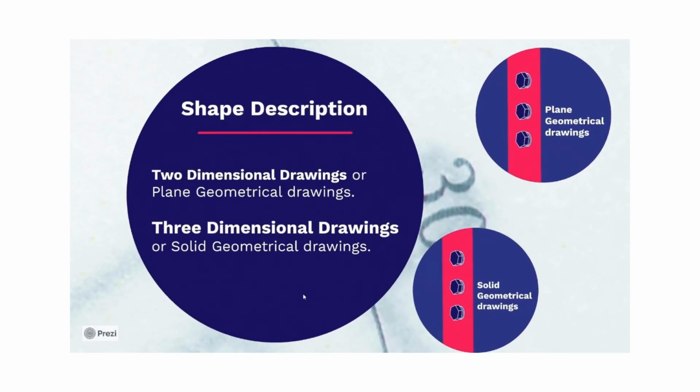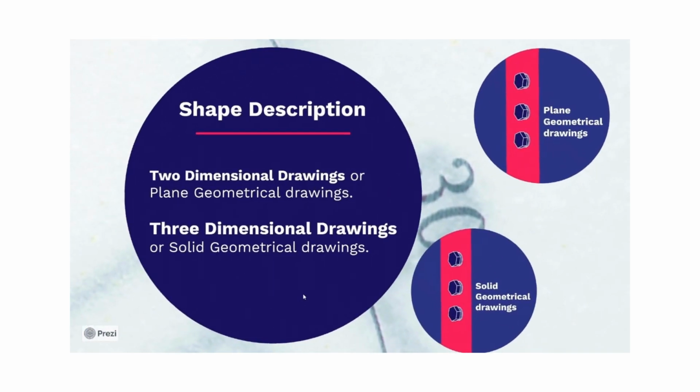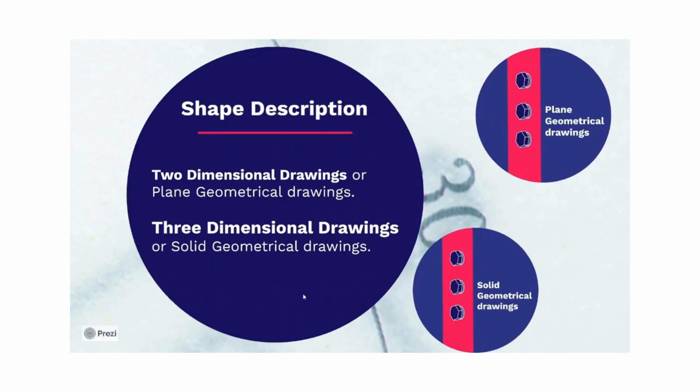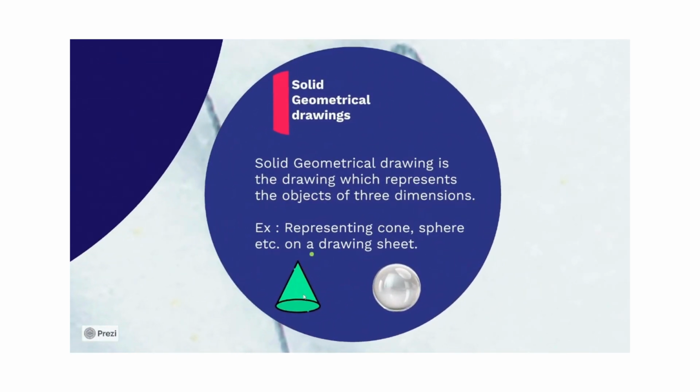three-dimensional drawing, or solid geometrical drawing. Solid geometrical drawing is drawing that represents objects of three dimensions. For example, we can have a cone or a sphere, etc. Anything that is represented in the drawing sheet in this way is known as solid geometrical drawing.